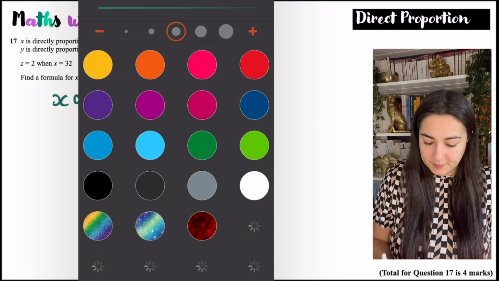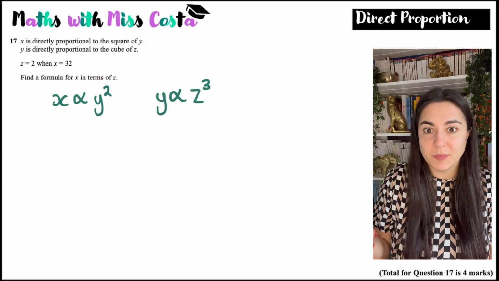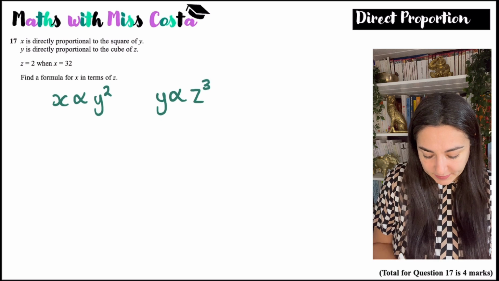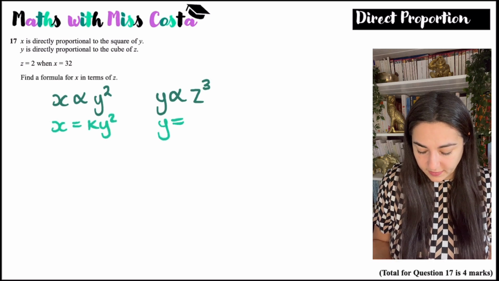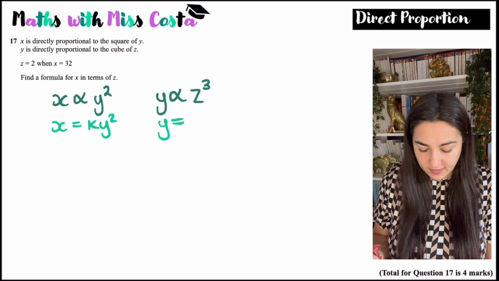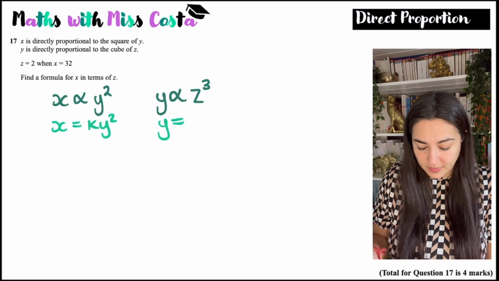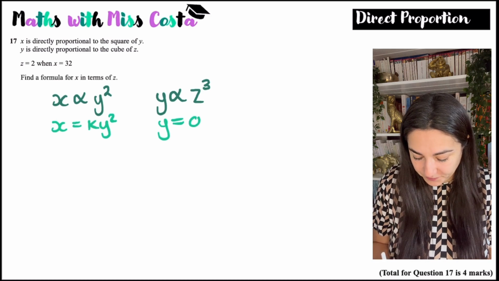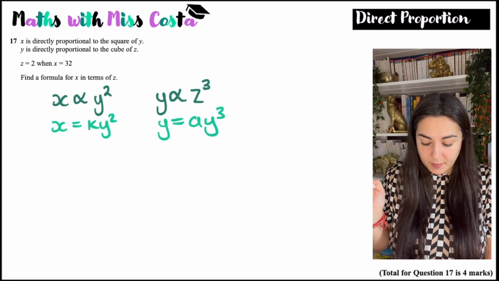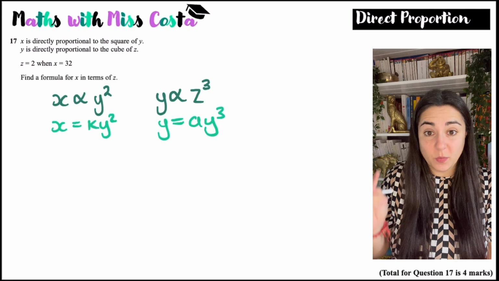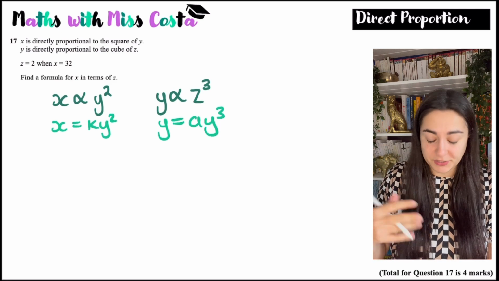Now, when we're doing our statements of proportionality, we know that that's proportional, but what that means is that it's multiplied by something. So that's why we'd say x equals k y squared, and y equals, normally we'd say k, but because there's two of them, let's just say a, y equals a z cubed. Okay, so if this isn't making too much sense, then watch my video on direct proportion. It goes through all of this at a much slower pace.